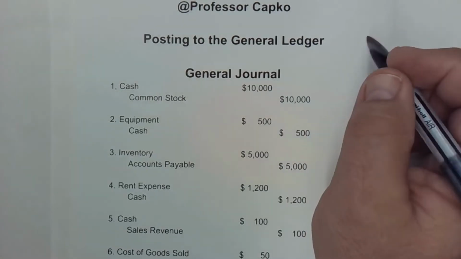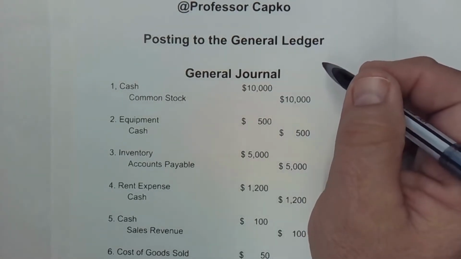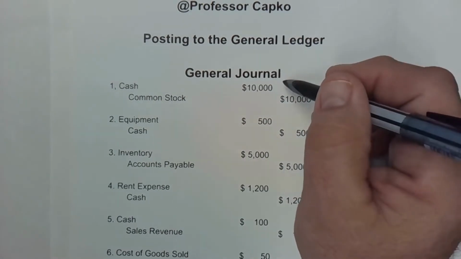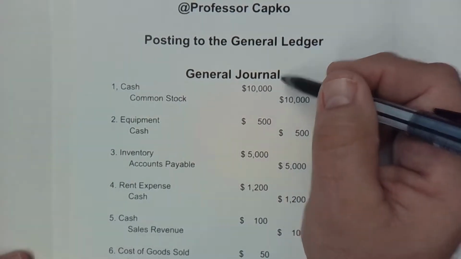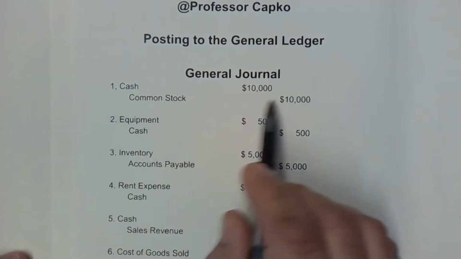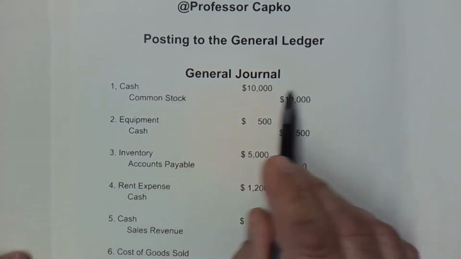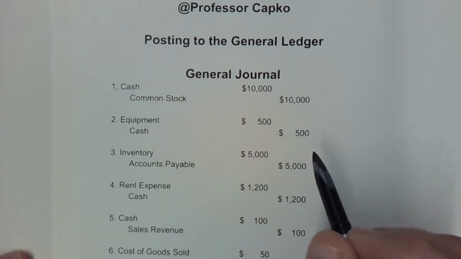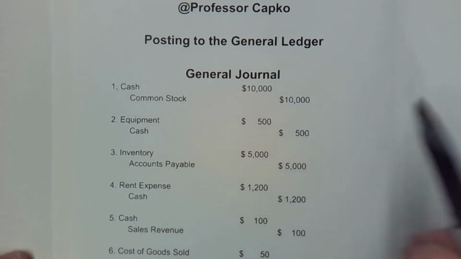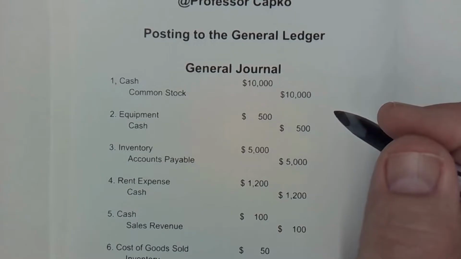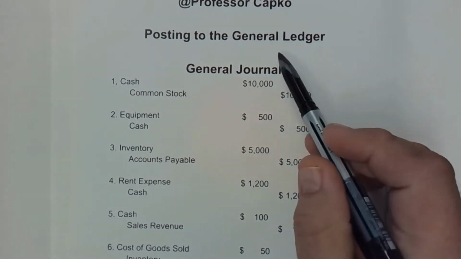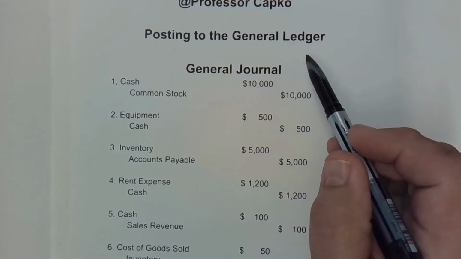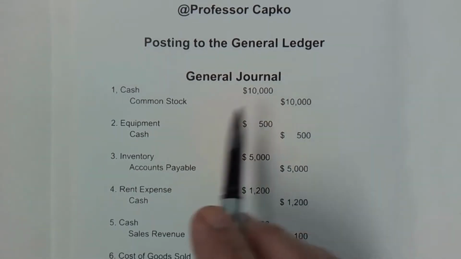In accounting, we create several different journals and ledgers. There's a general journal, and we've done some transactions that I've shown you how to post to the general journal, and those involve the debits and credits, and each debit has an equal and corresponding credit. We've done transactions on that, and now we're going to post those transactions to the general ledger. Let's look at the first transaction.